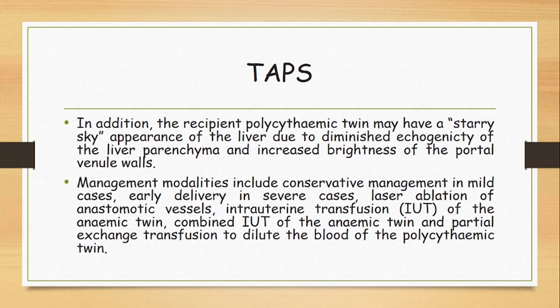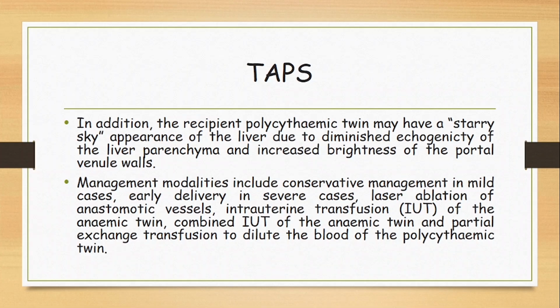So the treatment modalities will be conservative, just observation, just watchful expectation; early delivery in severe cases; laser ablation of the anastomotic vessels; intrauterine transfusion of the anemic twin; combined intrauterine transfusion of the anemic twin with partial exchange transfusion to dilute the blood of the polycythemic twin.